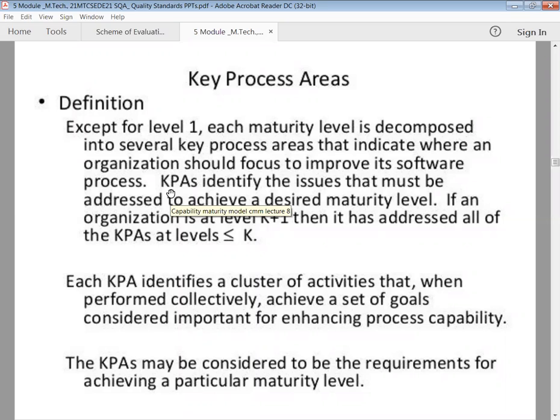So any doubt with respect to key process areas? Okay. So you just go through, I think I already uploaded this. Please go through the content. If you have any doubt, ask me in the next class.